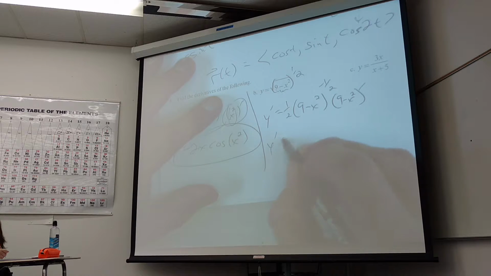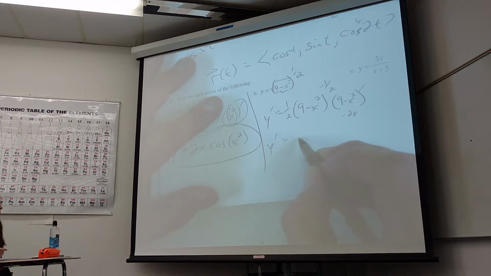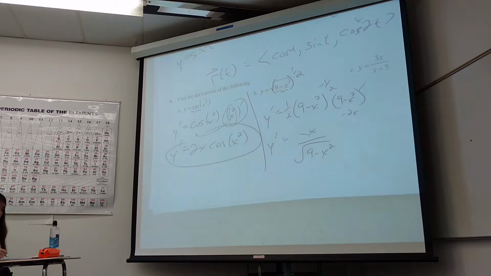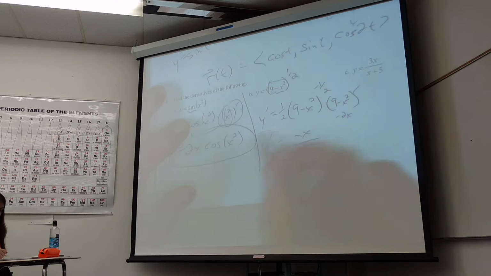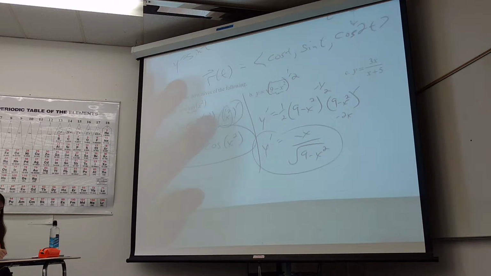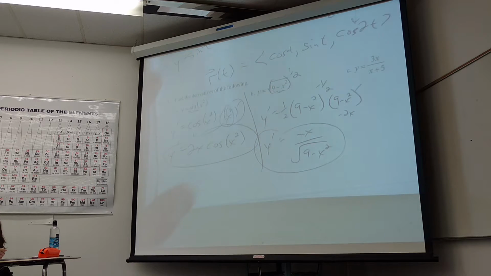How are we doing? So y prime equals, this will be negative 2x, right? So it's negative x over... the 2's cancel. So it'll be negative x over the square root of 9 minus x squared. Is that cool? Now, obviously, if you write on the bottom 9 minus x squared to the 1/2, that's beautiful. Just please do flip it.